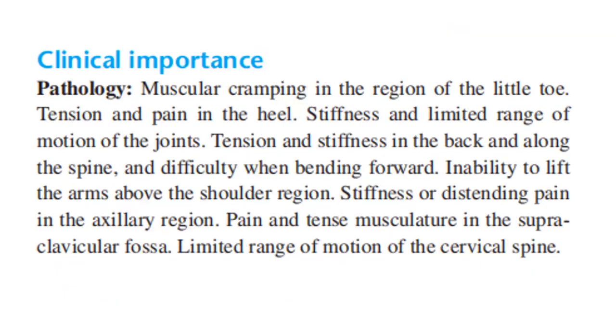Clinical importance: pathology includes muscular cramping in the region of the little toe, tension and pain in the heel, stiffness and limited range of motion of the joints, tension and stiffness in the back and along the spine, and difficulty when bending forward, inability to lift the arm above the shoulder region, stiffness or distending pain in the axillary region, pain and tense musculature in the supraclavicular fossa, and limited range of motion of the cervical spine.